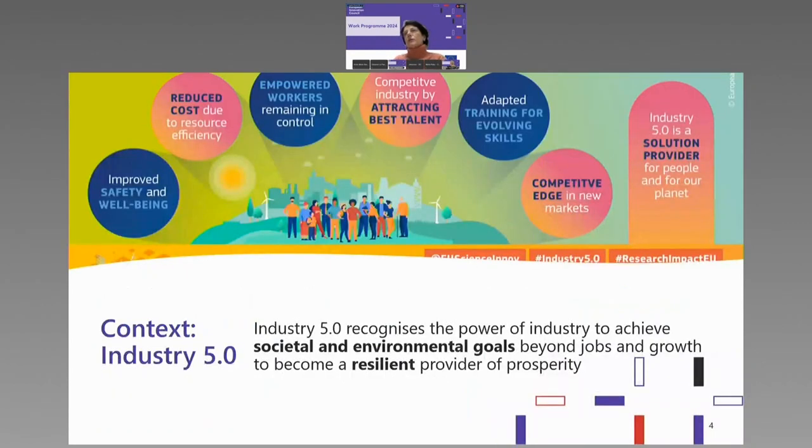The other big context that I want to introduce is Industry 5.0. Industry 5.0 recognizes the power of industry to achieve societal and environmental goals beyond jobs or growth creation, and really to become a resilient provider of prosperity. You can see on top of the slide that several strands come into play. In general, they are clustered in things related either to human centricity, sustainability, or another big buzzword, resilience, like reduced cost by an efficient use of resources. I will go through those in more detail in the next slide.